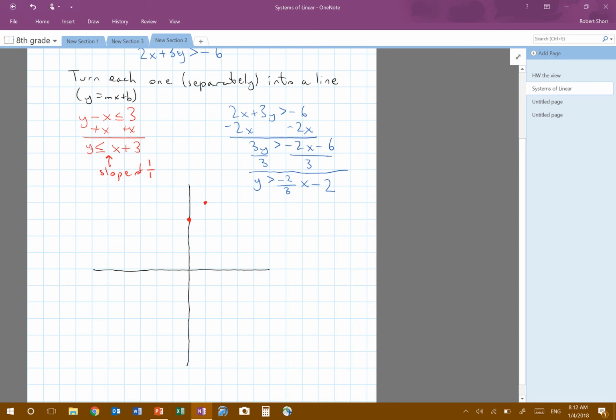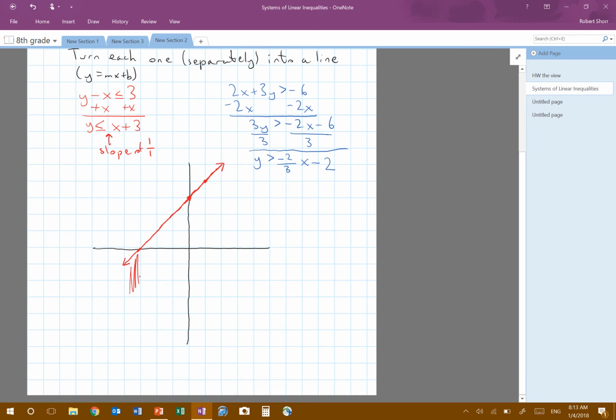It is less than or equal to, so it is a solid line connecting those two points. And this is less than or equal to, so we want to shade under.